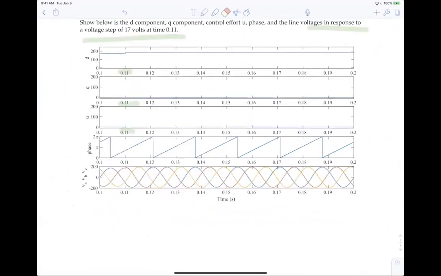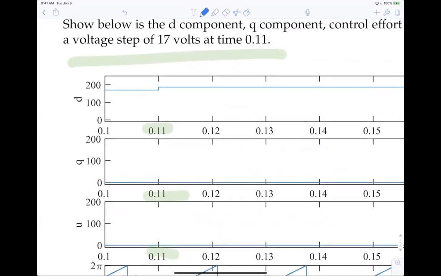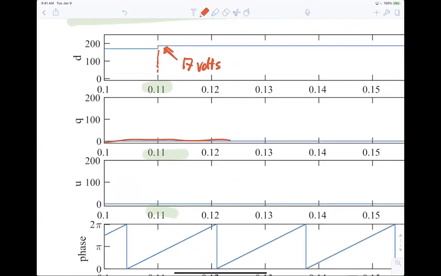Okay, so what's the effect? From the digital sense, our d-axis looks exactly the same, except for at this time, we jump about 17 volts on the d-axis. Q doesn't change. We remain locked, which is really nice. We just had a magnitude change. We didn't have a phase or a frequency change, so that's good.